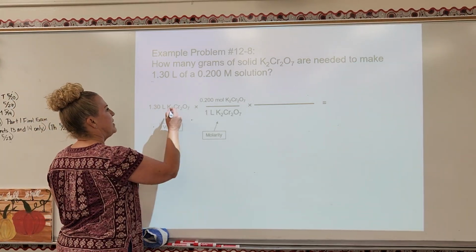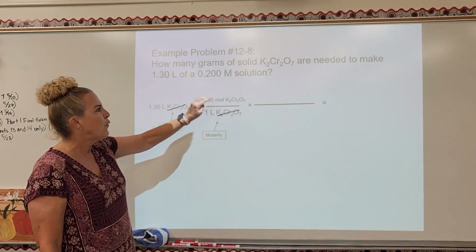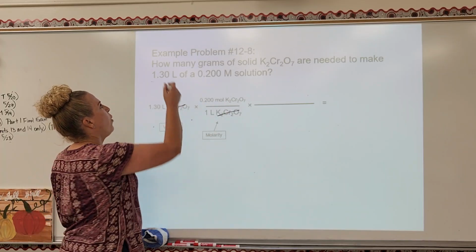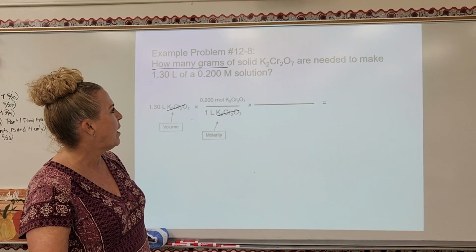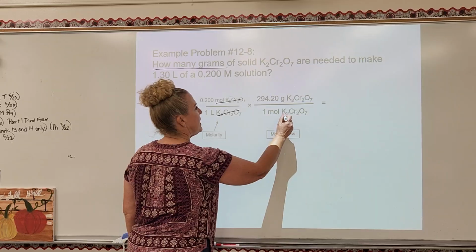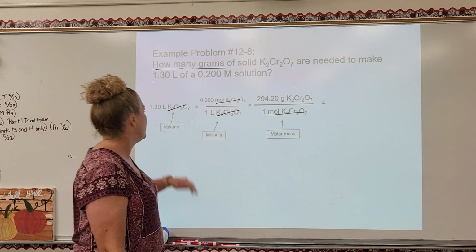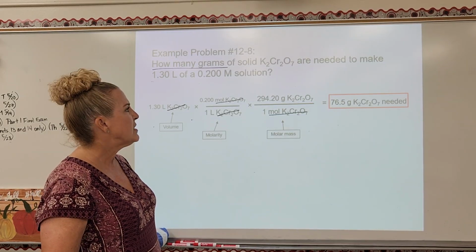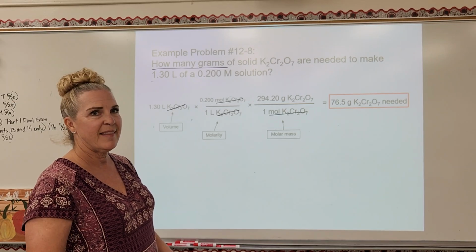So again, our potassium dichromate is going to cancel. We have our moles now. So if we were to stop right now, we're in moles of potassium dichromate. We don't want moles, we want grams. So the next step then is to calculate and use the molar mass. So now my moles of potassium dichromate cancels. I'm now in the unit of grams, and we're gonna do our calculation, and our final answer is 76.5 grams of potassium dichromate are needed. That's it.